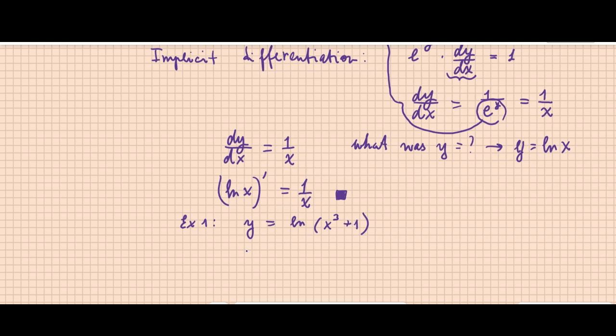Let's differentiate this function. As you see, it's a composition. It's not plain ln, but instead of x, we have another function x cubed plus 1, which means that we differentiate a composition. So we first differentiate outer function ln. So derivative of ln is 1 over the argument of ln, right? In our case, 1 over x cubed plus 1. And we multiply by derivative of the inner function, which is x cubed plus 1.